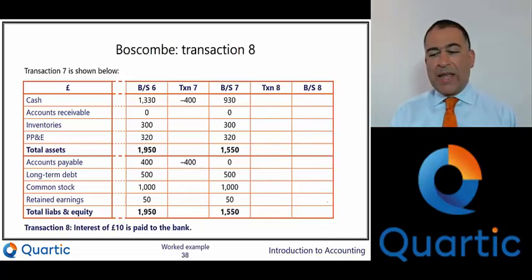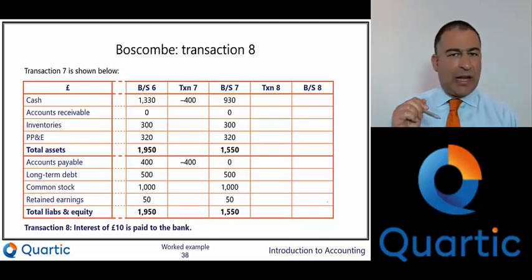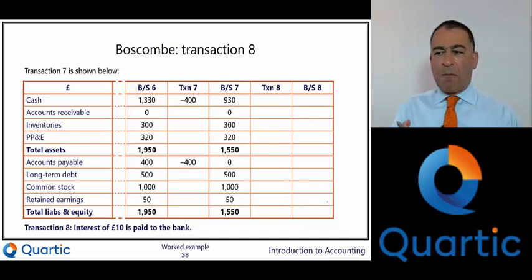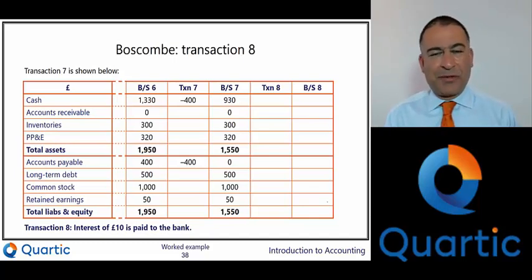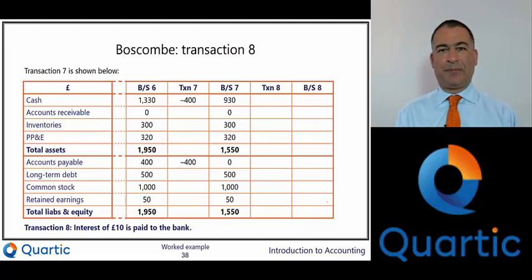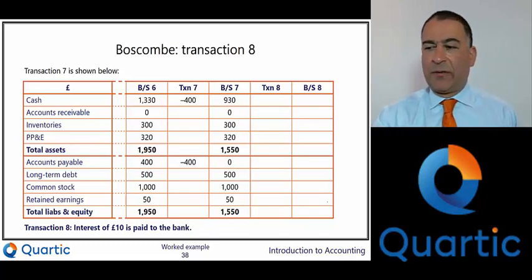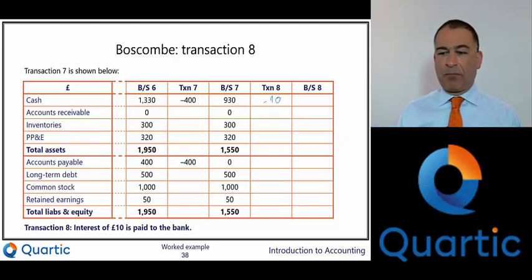Finally, bank interest of £10 is paid. So we're paying £10 of interest. Work this one out. And there's a slight trick. Some of you may be toying with a couple of options here. So see what you make of this one. So we're paying bank interest. First of all, it's cash. So there's our 10 going. We're paying interest of £10.